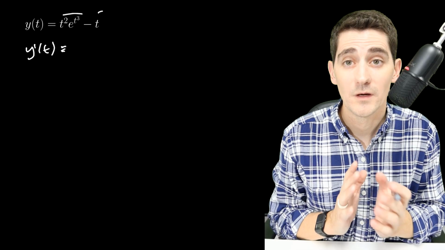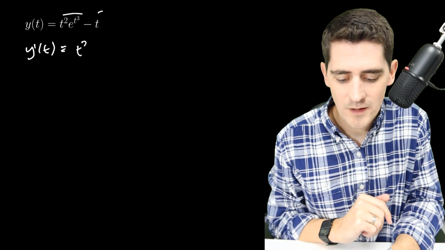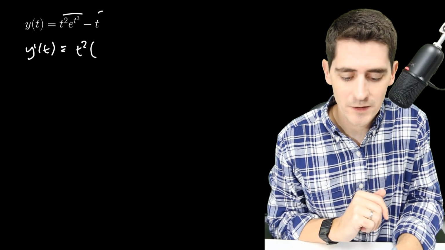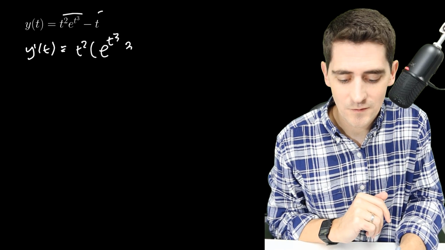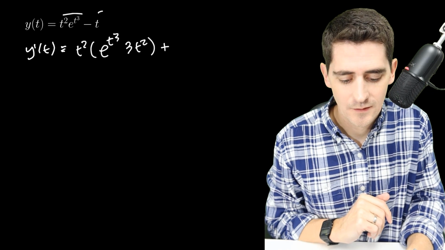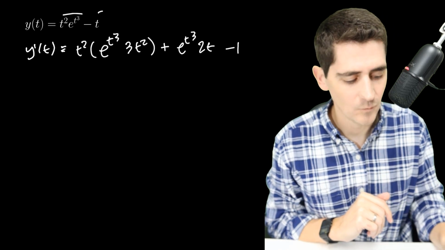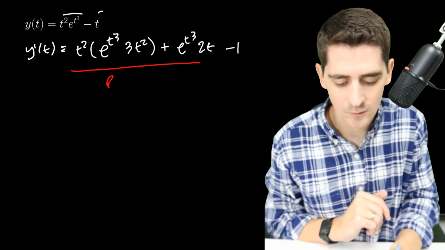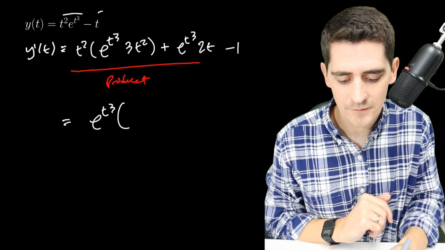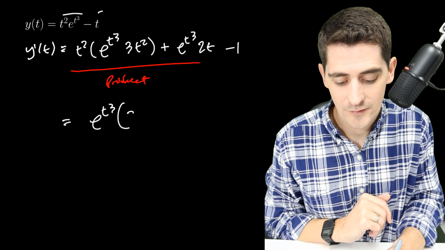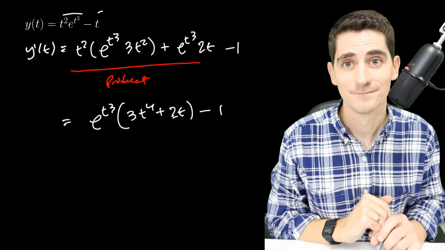t squared e to the t cubed power minus t. So now when I take y prime of t, I have to say first product rule again. So I have t squared times, now the derivative of d2 is going to require chain rule. That's e to the t cubed power times the derivative of the exponent, which is 3t squared, plus e to the t cubed times 2t, and then the derivative of t is 1. So right here is where I have product rule. So I can clean that up a little bit, just maybe factor out e to the t cubed power out of everything, and I have 3t to the fourth plus 2t, and then all that minus 1.